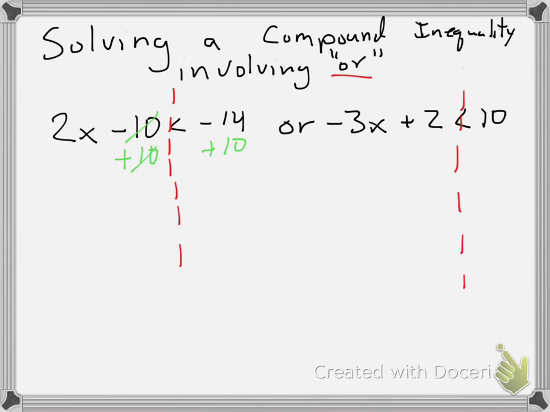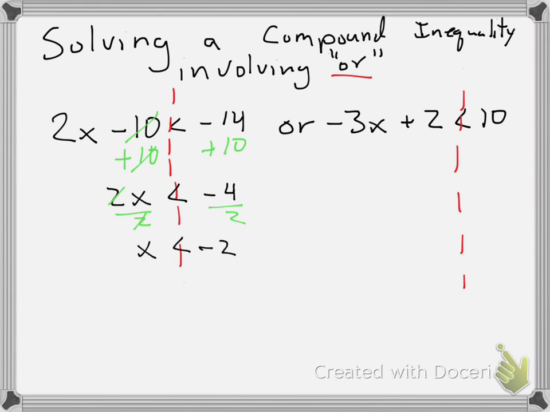Negative 10 plus 10 would give you 0, leaving it just with 2x on this side, which is less than negative 4. Negative 14 plus 10 would be negative 4. I was trying to give you the answer before I did anything else. And then the last step, we have 2 multiplying x, so the opposite operation of multiply would be divide. So we're going to divide both sides by 2. Leaving us just with x on this side is less than negative 2.